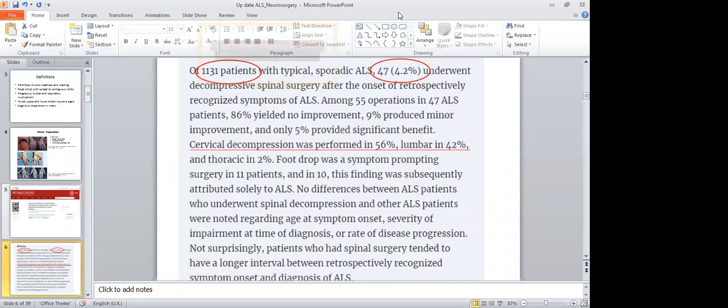But essentially, if I just reiterate what I've just said, out of a cohort of 1,131 patients with ALS, 4.2% underwent decompressive spinal surgery after the onset of the disease. Remember, these patients didn't have a diagnosis at the time. They just presented with wasting and weakness of an arm or a leg or a foot drop, and had some spondylitic changes on the scans and were initially treated as surgical cases, but then later on developed progressive weakness, which is what we typically see in ALS, and then respiratory failure, swallowing difficulties, and sadly, demise.